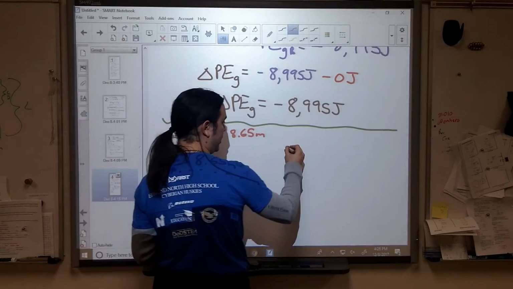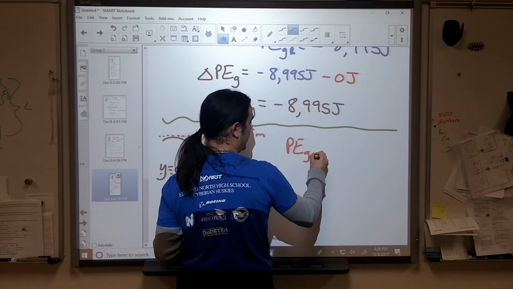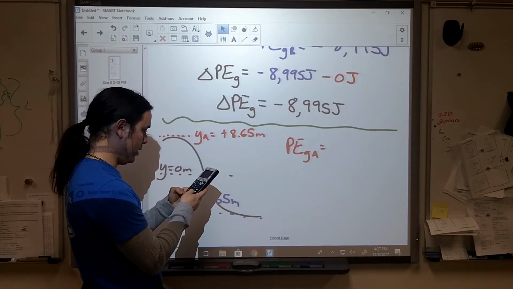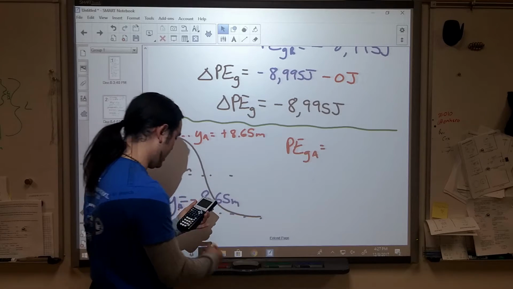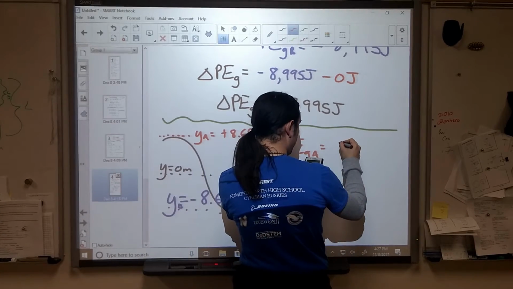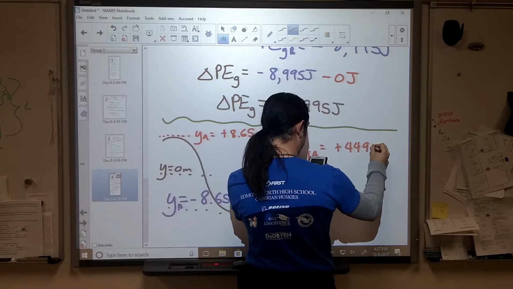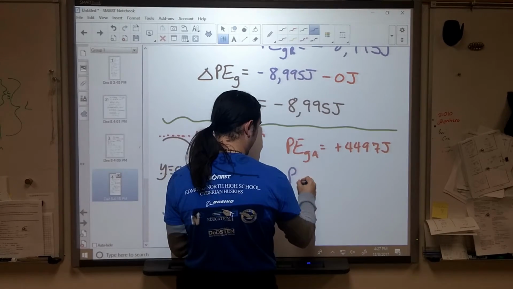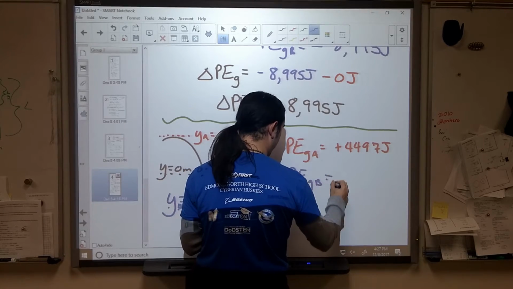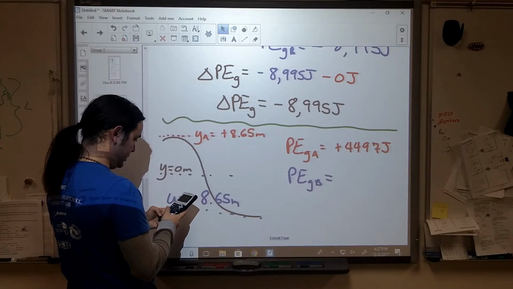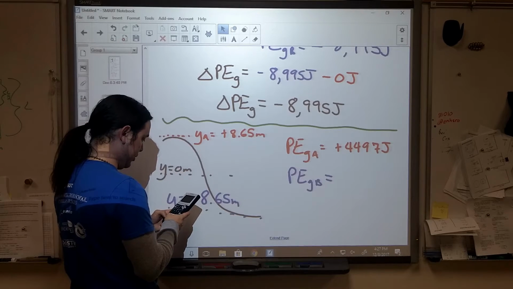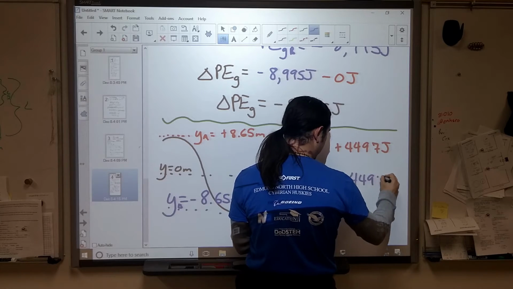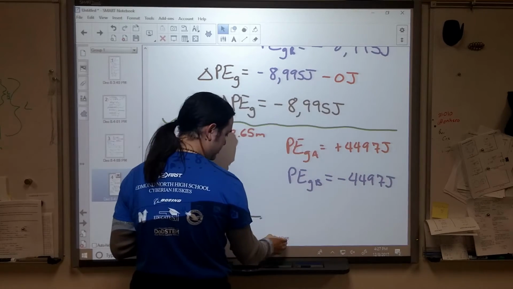Now, we could go through and we would find the following, that our potential energy due to gravity at point A is going to be equal to 53 times 9.81 times positive 8.65. We're going to get positive 4497 joules, technically 0.4. And we're going to find that our potential energy due to gravity at point B, plugging that in with negative 8.65, if I've done this correctly, will be negative 4497 joules.